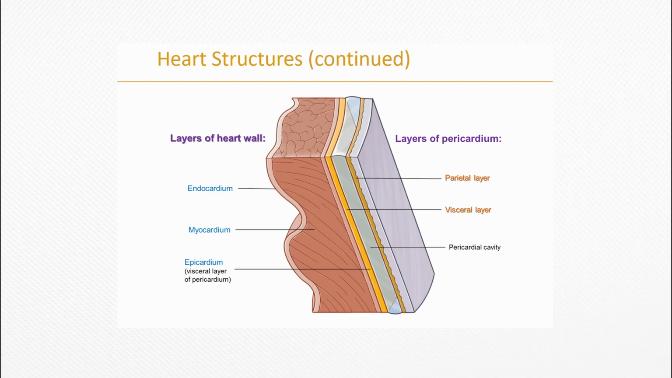So looking at the walls of the heart, these are the layers of the pericardium. The parietal layer, the visceral layer, a lot of fat, and the pericardial cavity. So this will just help you understand how the heart is structured and a little bit about the material of the heart.